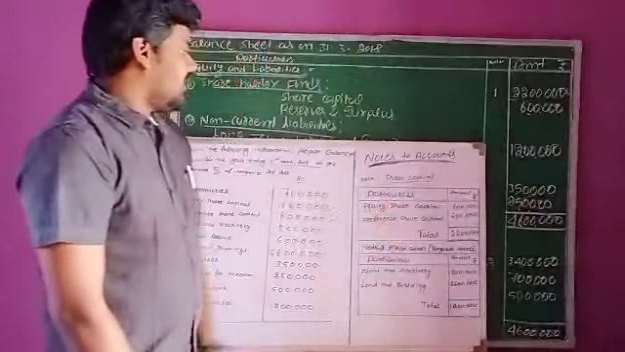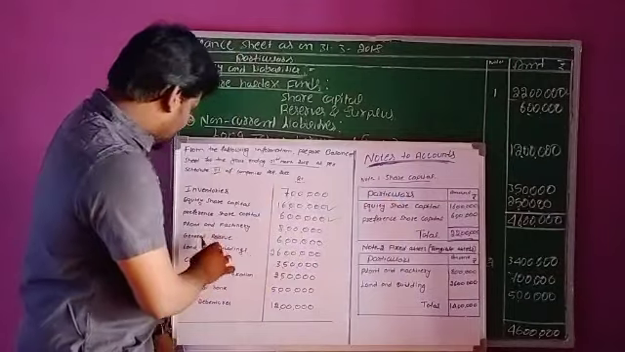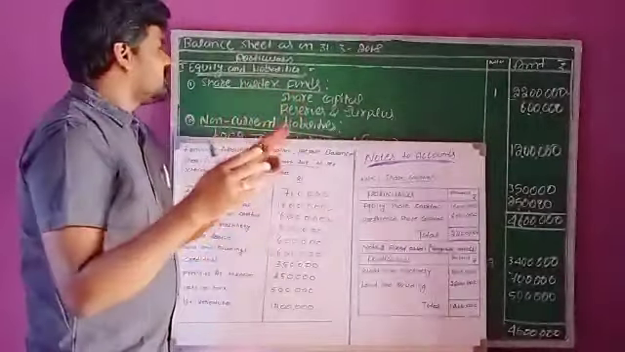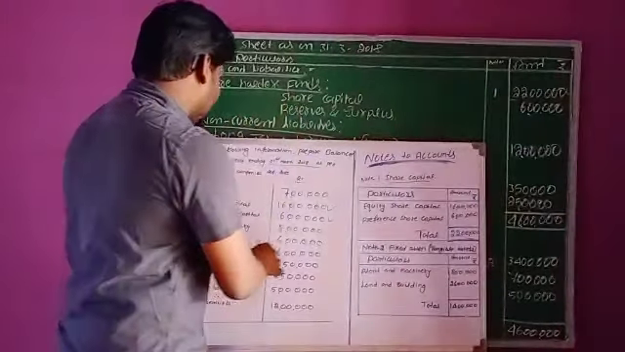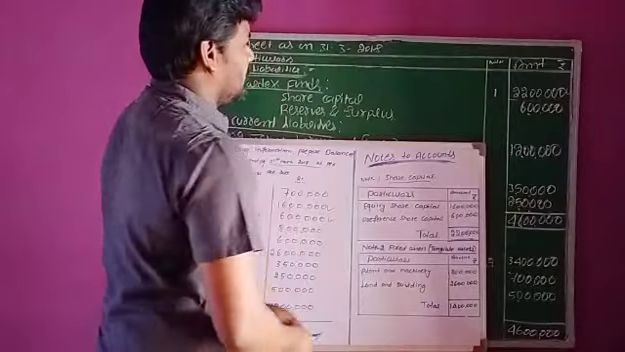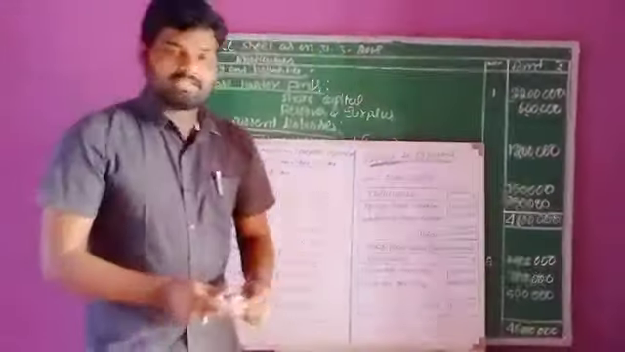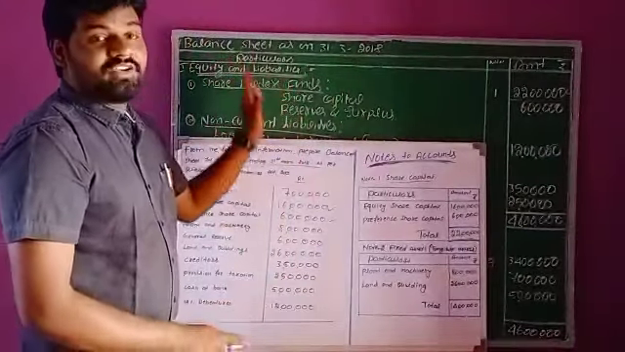After that, the next item given here is general reserve. Under shareholders' funds, we record only a few items: share capital as well as general reserve. General reserve is directly given as 6 lakhs rupees. You have to write 6 lakhs rupees. This is the total general reserve in the business organization. So this is the first headline under equity and liabilities.